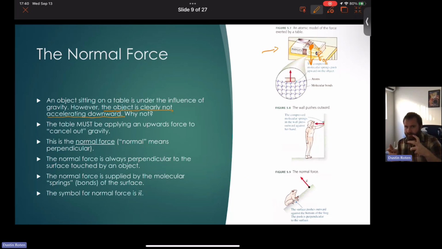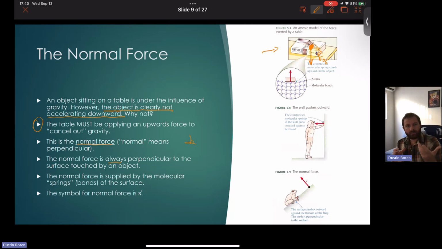There's my force due to gravity acting down on the book. So this tells me something. It's not moving, nothing's happening, so the table must be applying an upwards force to cancel out gravity. This is an important one. The fact that this thing is not moving and is sitting in equilibrium means there's got to be something canceling out gravity. That's actually the normal force. Mathematically speaking, normal just means perpendicular, which just means at a 90-degree angle. So it's always pointing directly up from the table, perpendicular, normal, to the table. That's always the case. The normal force is always perpendicular to whatever surface is being touched by an object.